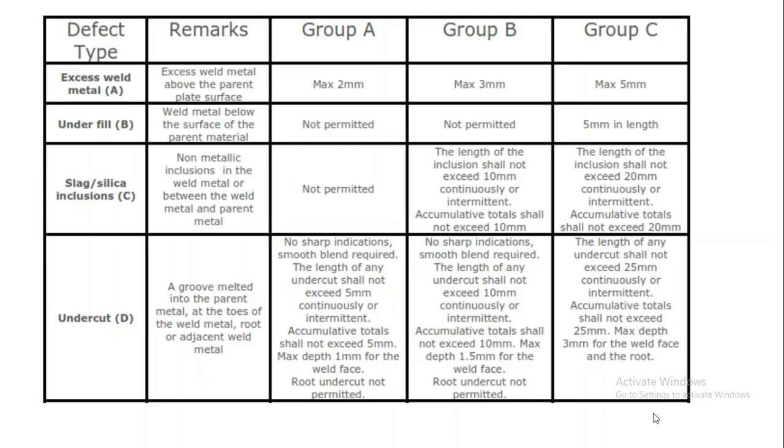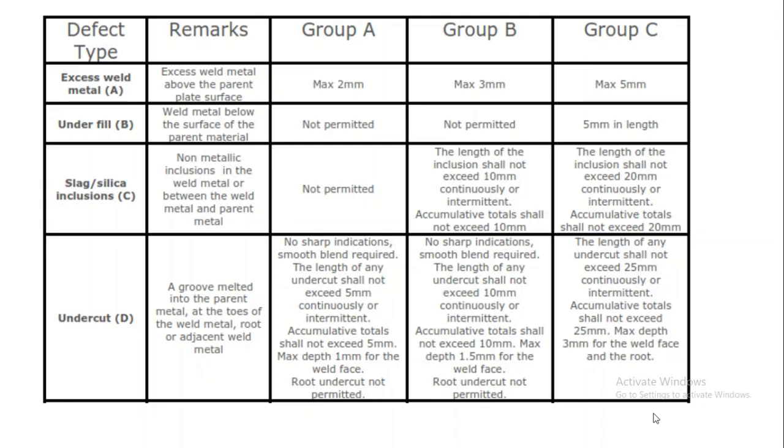Here also, they have mentioned accumulative totals. You are noticing multiple undercut with the gap. There is an intermittent undercut. You have to measure the total value of the undercut, the total length of the undercut, and check with the criteria. It should not go beyond 5 mm.